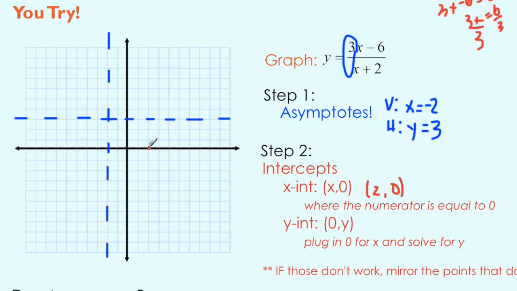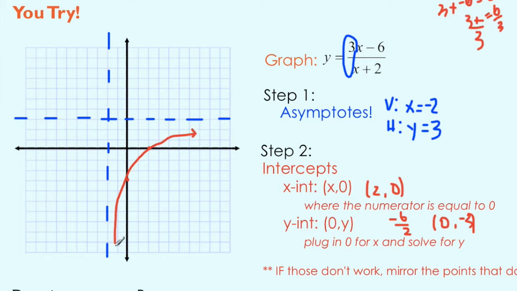So there's my x-intercept. My y-intercept, I plug in 0 to the original equation. So 3 times 0, 0, minus 6 is negative 6. And plug in 0 plus 2, I get negative 6 over 2. Well, let's simplify that. Negative 6 divided by 2 is negative 3. So I have a y-intercept at (0, -3). (0, -3) right there. Okay, that tells me where my hyperbola is on this side, and then I want to mirror it.